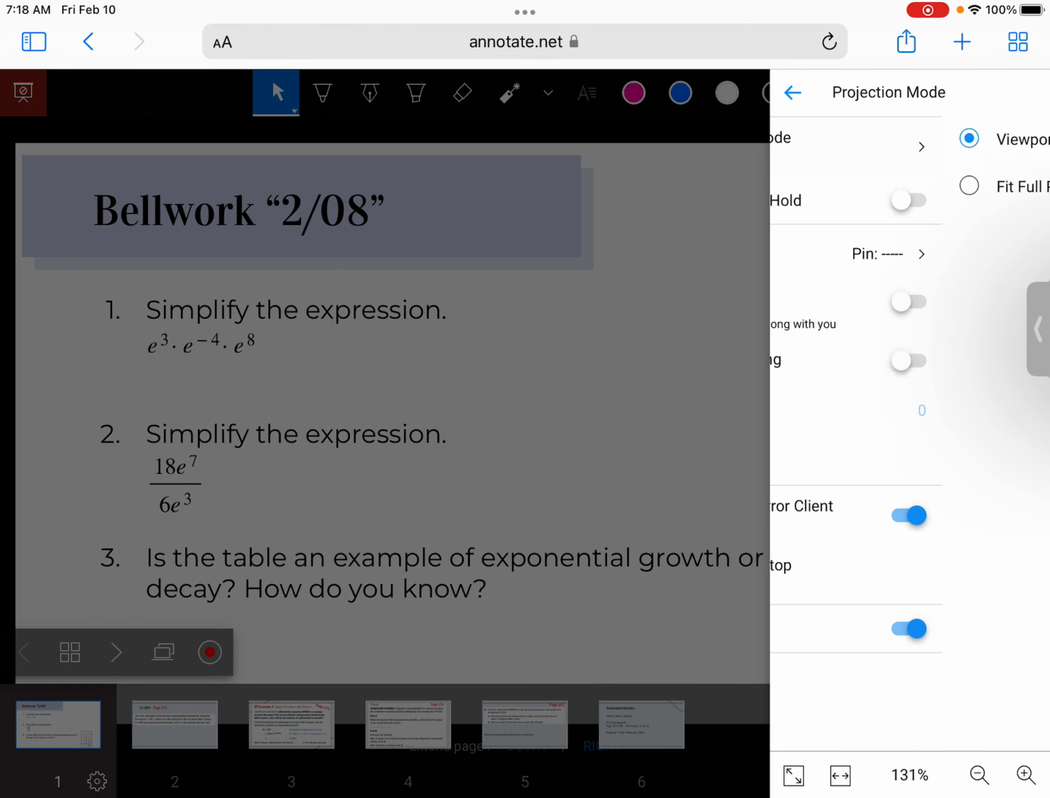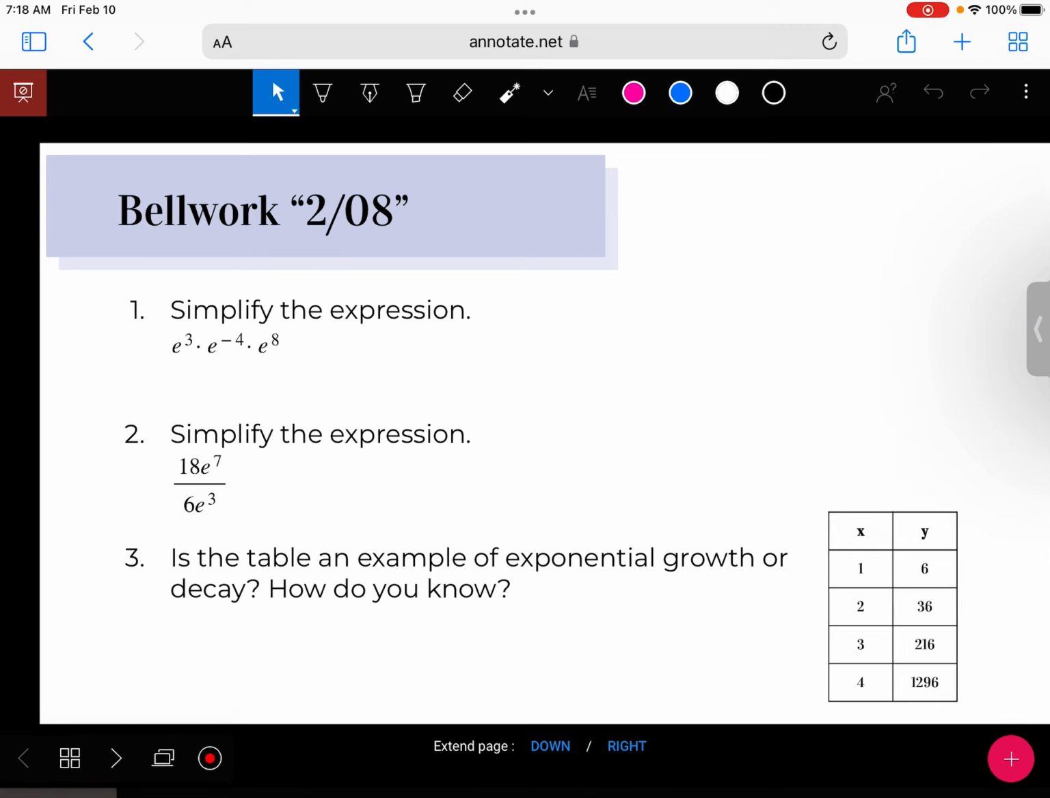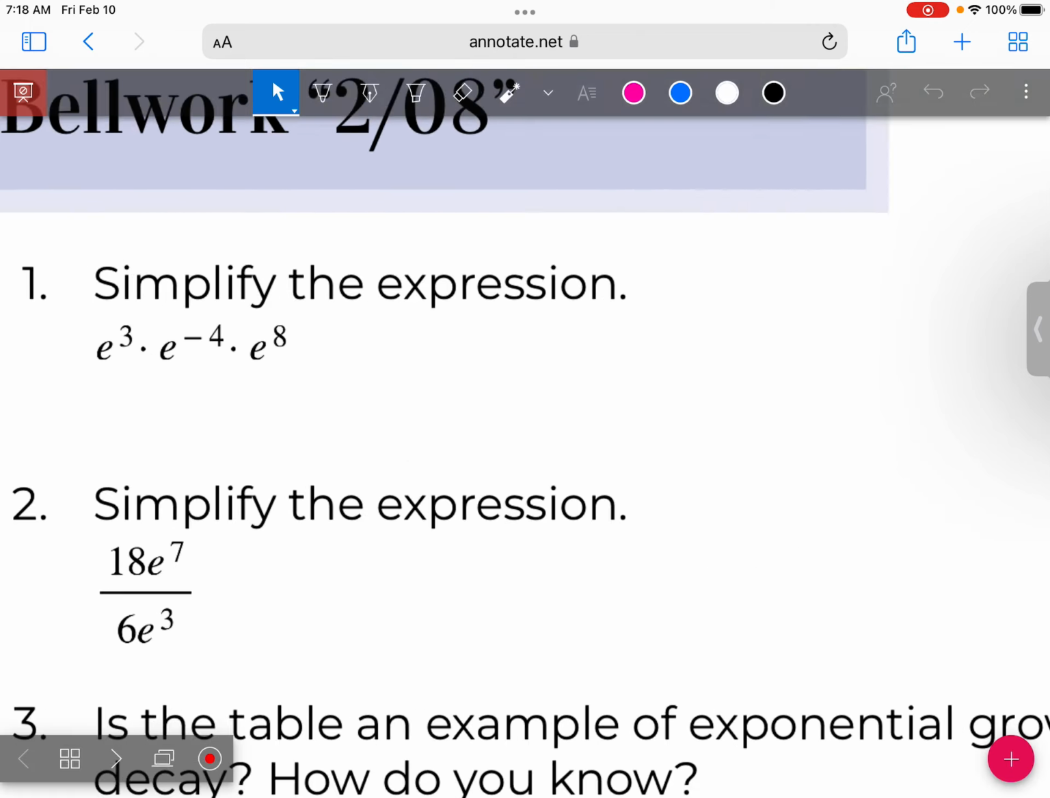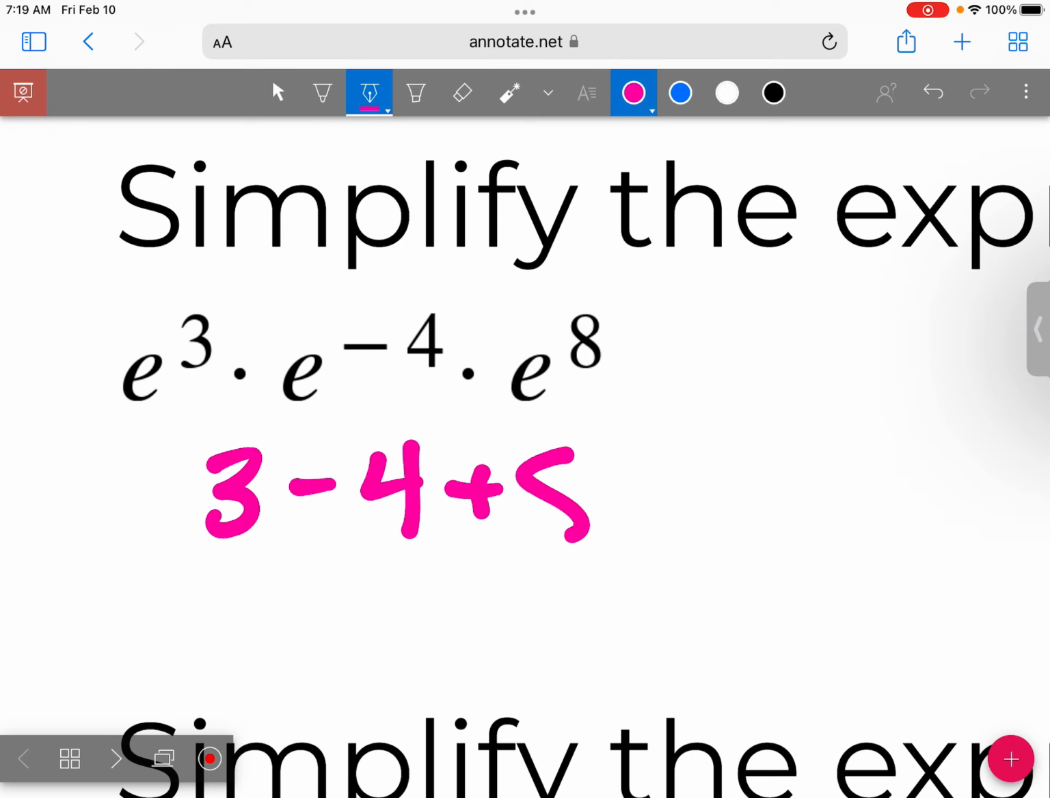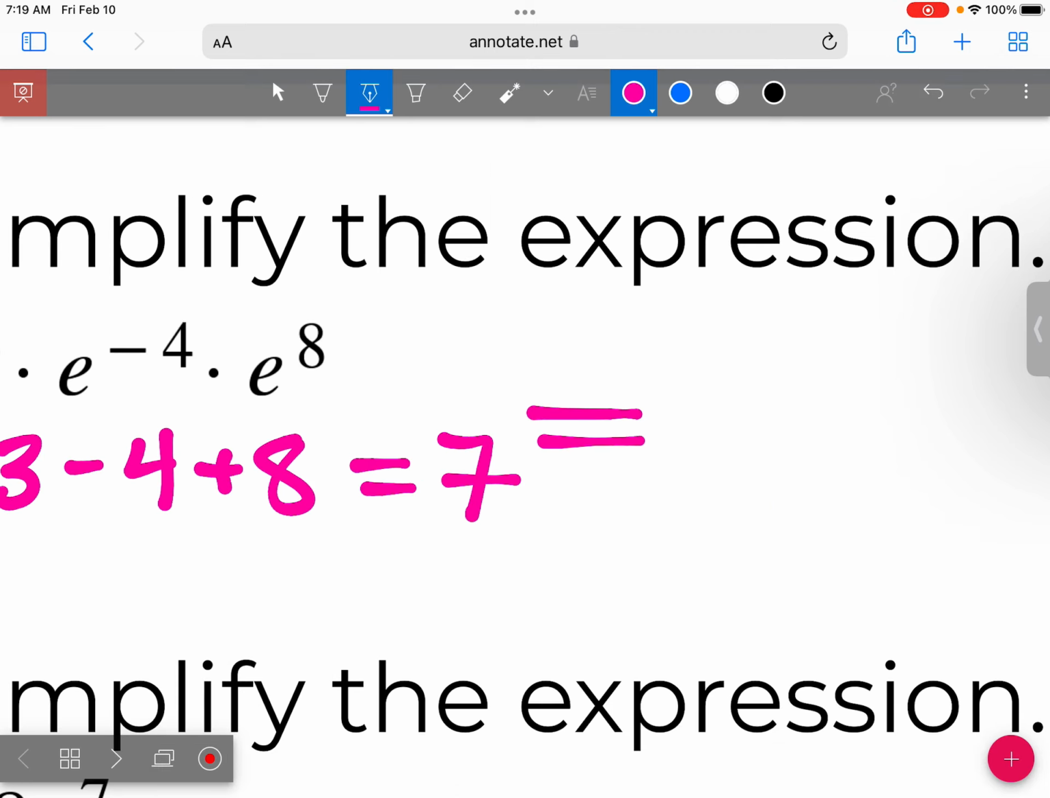Subtract 4 from what? From 3. So we want to do 3 minus 4, and then what? And then add 8. And what is 3 minus 4 plus 8? 7. So this equals 7. Therefore, this is e to the 7th now. Simplified. Okay? Make sense?